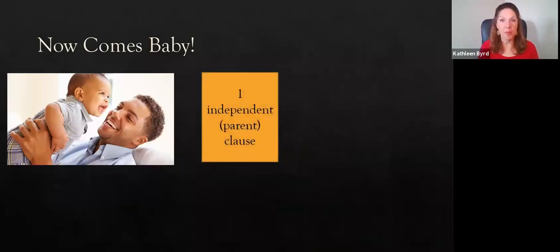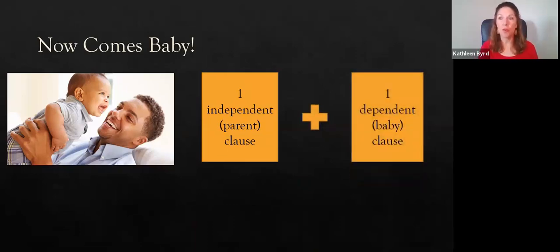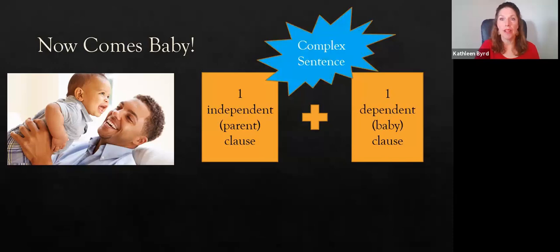So now comes baby. One independent or parent clause plus one dependent or baby clause. So one parent and one baby. How do we connect those? This kind of sentence is called a complex sentence. Here's an example. After we had our baby, our life was forever changed.